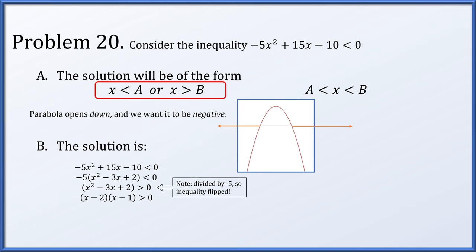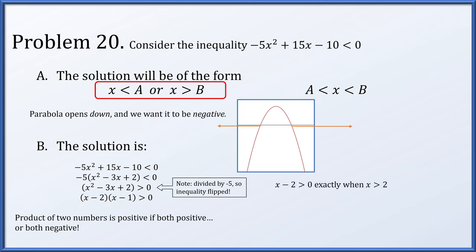X squared minus 3x plus 2 factors fairly quickly as x minus 2 times x minus 1. So we want x minus 2 times x minus 1 to be positive. How can the product of two numbers be positive? Maybe they're both positive, or maybe they're both negative. In other words, x minus 2 and x minus 1 should both be positive or both be negative.